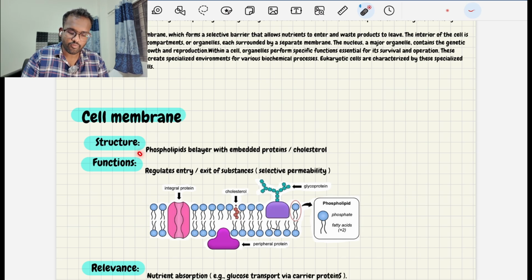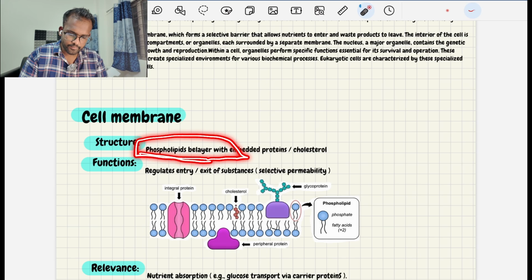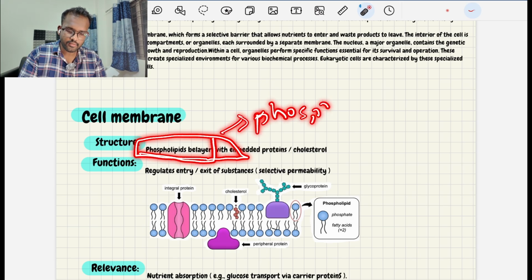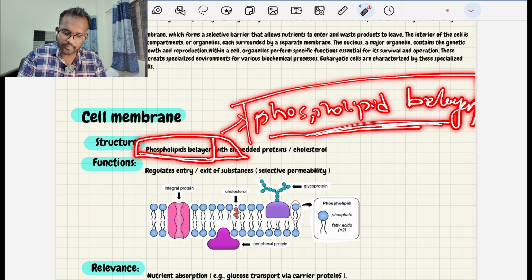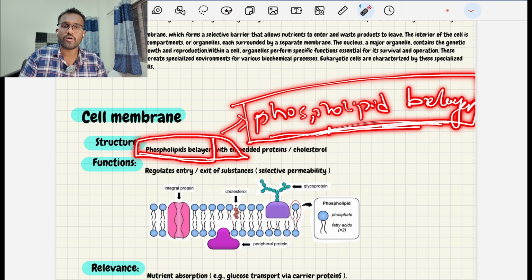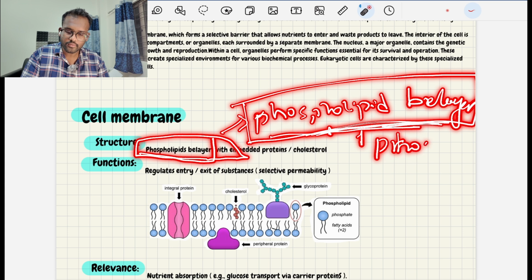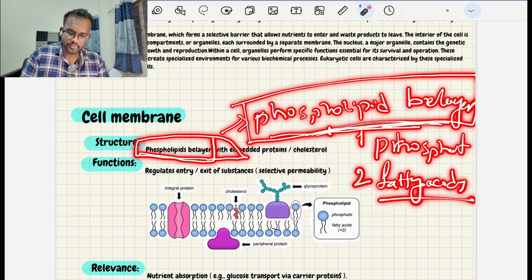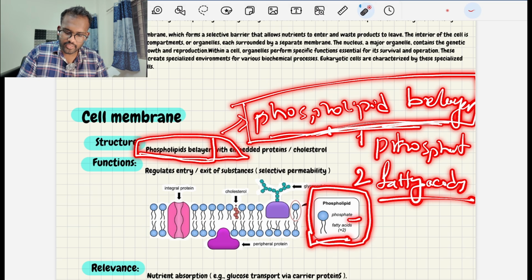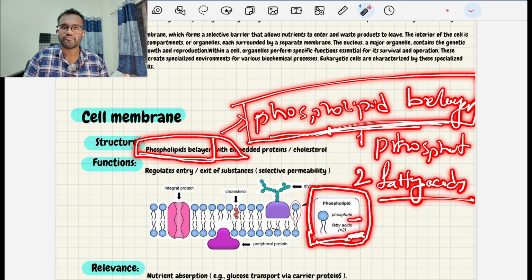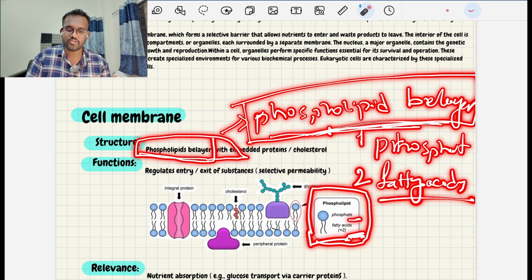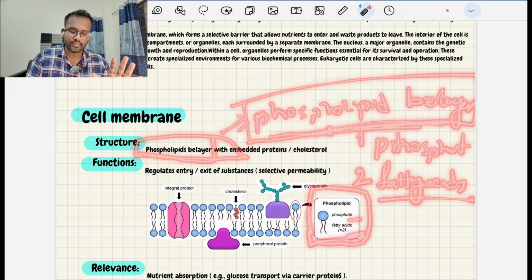This cell membrane is made up of a phospholipid bilayer. Always remember, the cell membrane is made up of a phospholipid bilayer. This is a very important point; you have to remember this. It is made up of lipids. Here you will get one phosphate group and two fatty acids. You can see here, there will be one phosphate group and two fatty acids; together they make the phospholipid bilayer. This is the main point you have to remember when it comes to the cell membrane. Apart from that, everything is very basic. So here you have to remember the phospholipid bilayer.